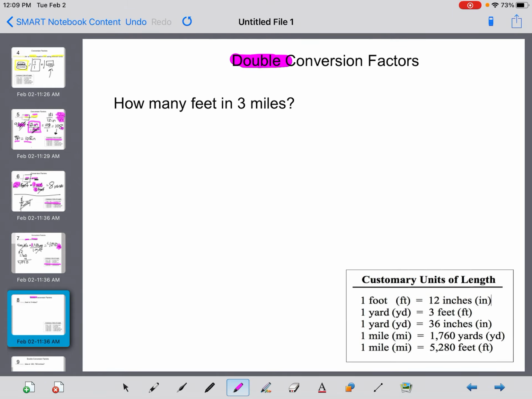All right, let's step it up a little bit and make it a little bit more tricky. What we're going to talk about now is double conversion factors. We're not actually learning a new skill. We're just doing something twice. So here I have 3 miles and I want to go to feet. So same thing. I'm going to start, I have 3 miles.